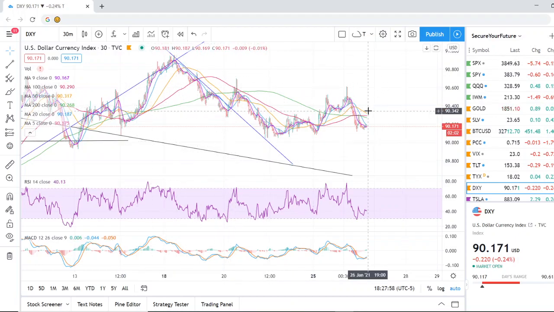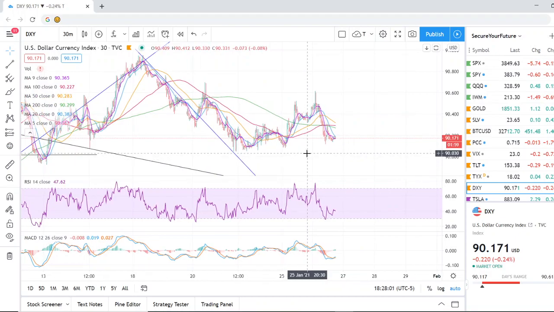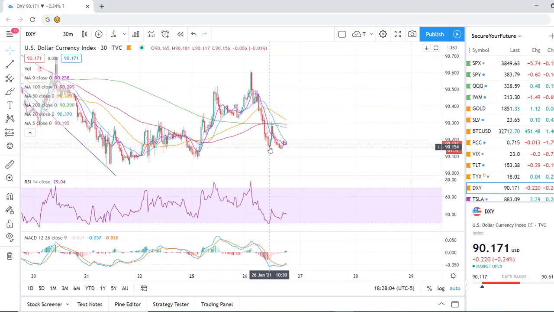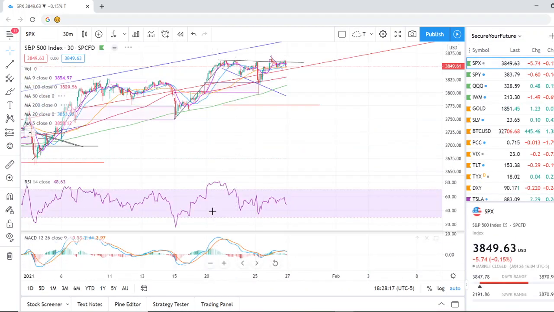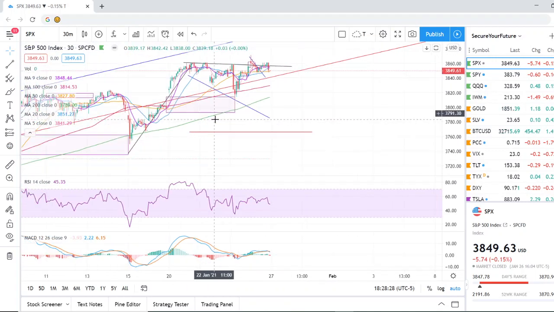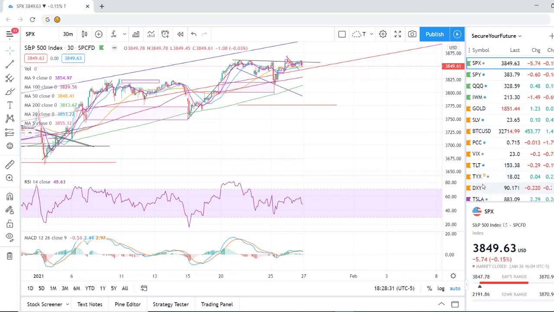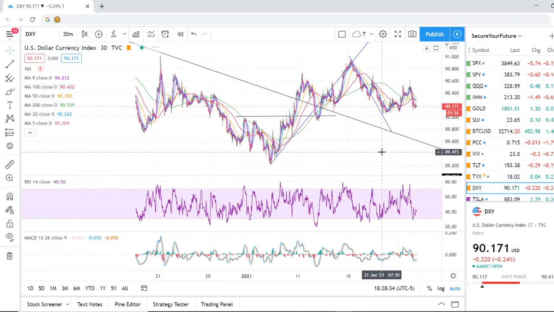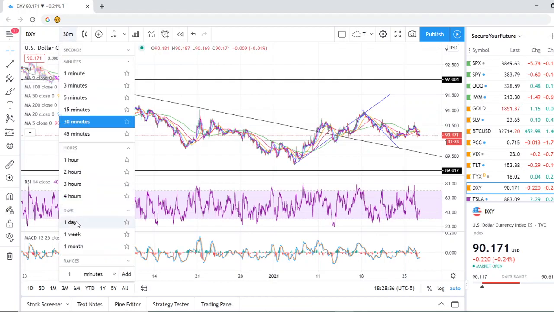It caught a bid. The markets didn't catch on, but they slightly do. The high of today in the dollar, say 11:30, 12 o'clock, 12:30, was the low of today in the S&P, 11:30, 12 o'clock, 12:30. So they are trying to correlate to an extent.